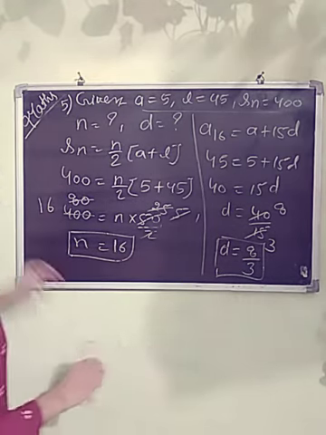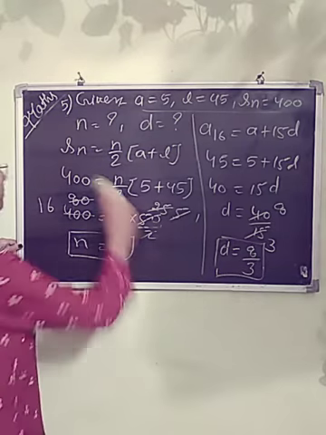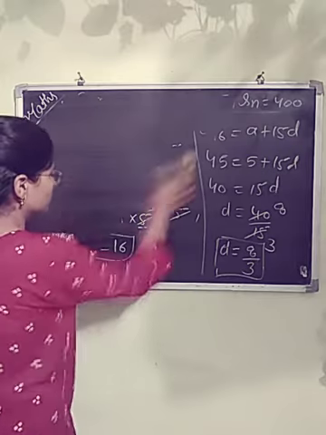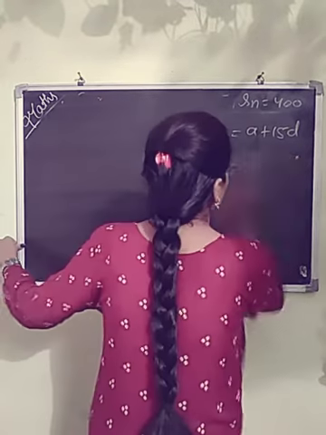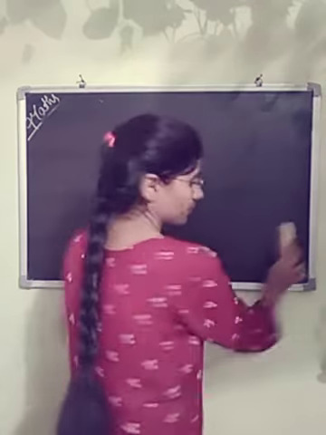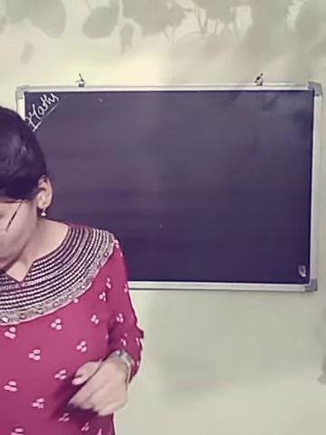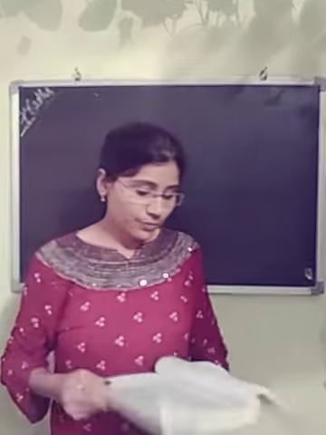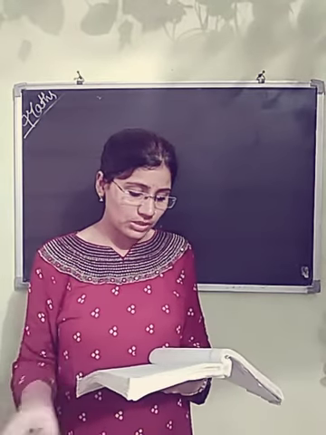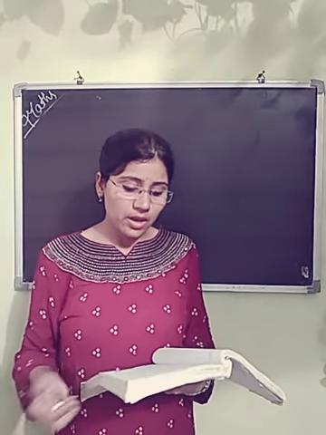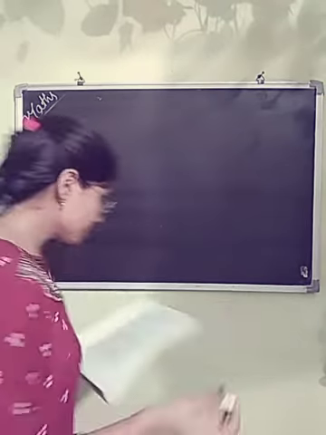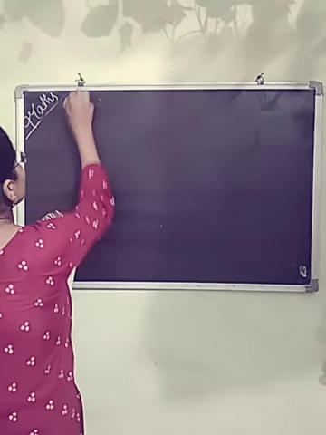Now your next question, question number 6. Question 6 is, the first and last term of an AP are given. Okay, the common difference is given. How many terms are there and what is their sum? Okay, let's see.